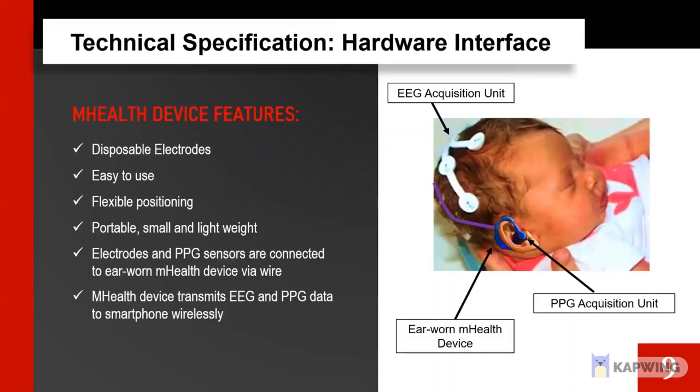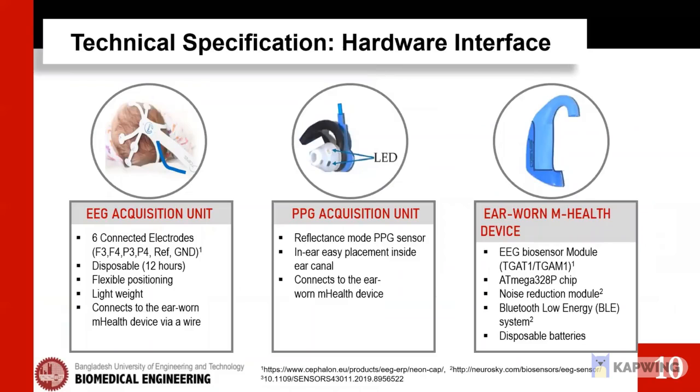We have envisioned the hardware interface as having 3 major units: EEG and PPG acquisition units, and a wearable mHealth device. Notable features will be disposable electrodes, easy to use, flexible positioning, portable, small, and lightweight. Electrodes and PPG sensors will have a wired connection to the wearable mHealth device, and the mHealth device will transmit data to a smartphone wirelessly via power-efficient Bluetooth. Look at the proposed hardware components.